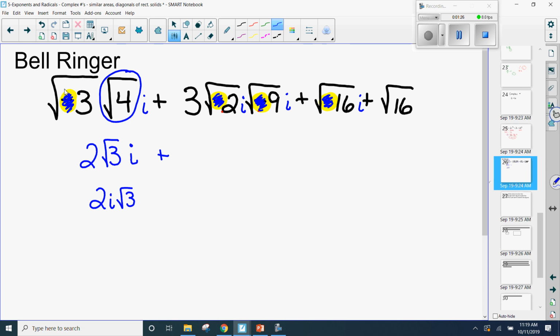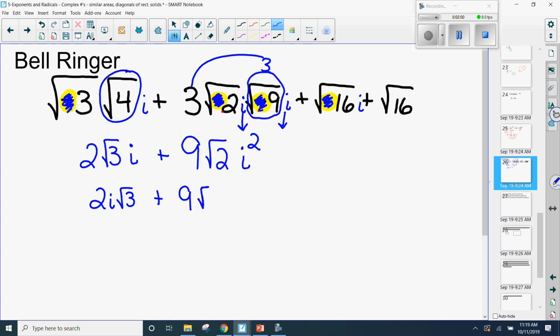Plus, we look at the next term. We got rid of the negative underneath the radical sign, changed it to an i. What is the square root of 9? 3. And I take it times this 3 to give you 9. You have radical 2, and then you have this i right here and this i right here, which is the same thing as i squared. And what do we say i squared is the same thing as? -1. So then you have 9 radical 2, and i squared was the same thing as -1.